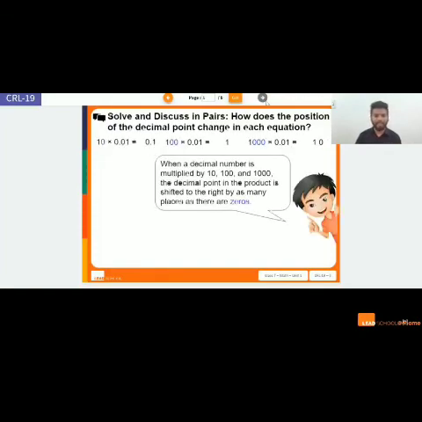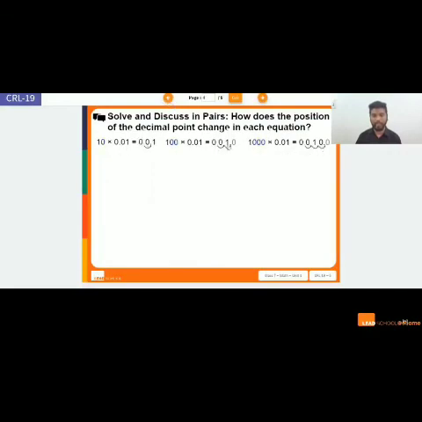So in summary, I think it is safe to say when a decimal number is multiplied by 10, 100 and 1000, the decimal point in the product is shifted to the right by as many places as there are zeros. You see 3 zeros, it shifted 3 spots. Correct? 2 zeros, 2 spots. 1 zero, 1 spot. Alright, great.